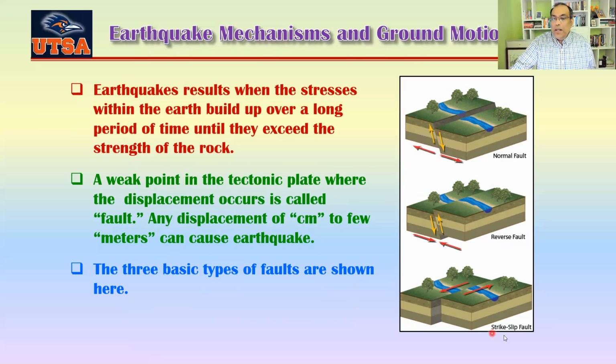And the third one is strike-slip fault. This one is actually moving like this, not like this. This one is moving this way. Okay, so these are three different types of reasons that can cause an earthquake. And the earthquake occurs along the fault, meaning the weakest point of the tectonic plate that will break down, where this massive stress develops.